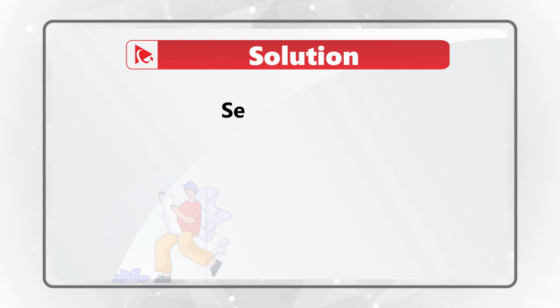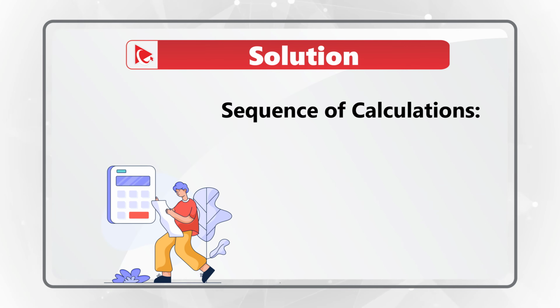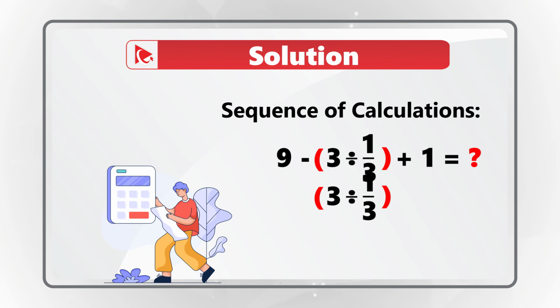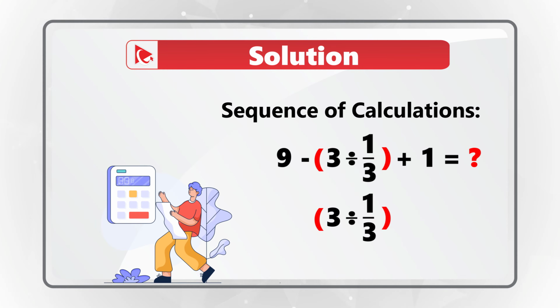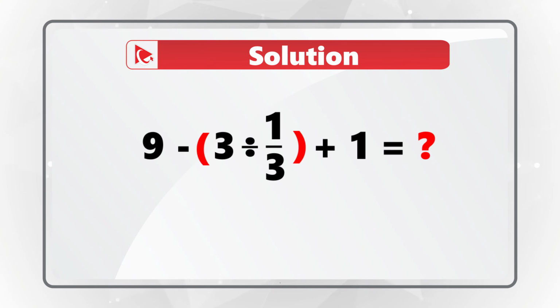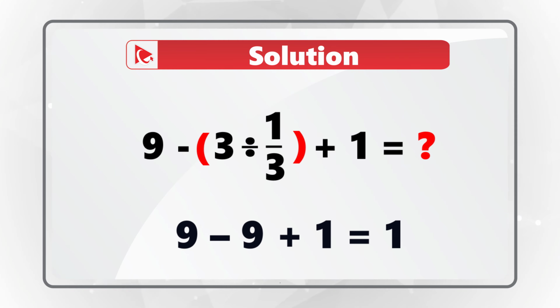But why? If you look at the expression closely, you will see that the first part that would need to be calculated is the division, dividing 3 by 1/3. To emphasize this, I put this expression into red parentheses. When you calculate 3 divided by 1/3, you will get the result of 9. And then you need to do subtraction and then addition, sequentially. 9 minus 9 equals 0, plus 1 equals 1. This is the reason the correct choice here is choice A, 1.